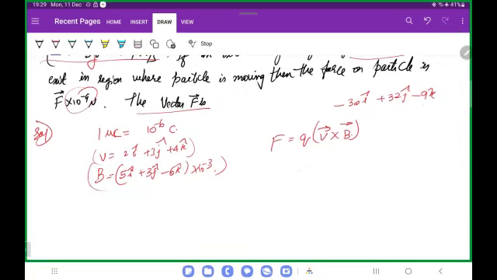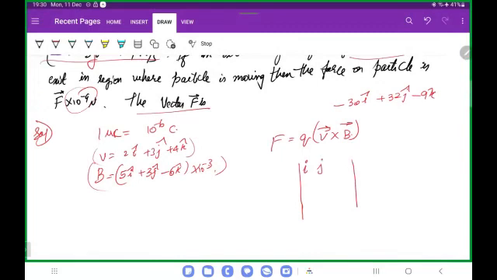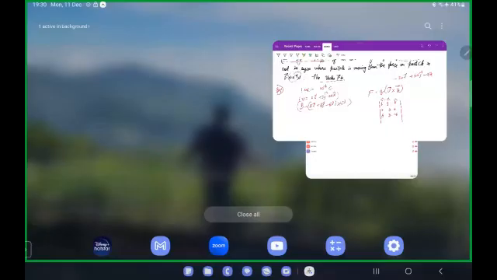11th standard guys, have you studied determinants? Yes, only Aditi, right? Aditi, have you studied determinant form? No, sir, not yet. Okay, I'll tell you here. It's very easy. If I tell you one time, you will remember. So, this is i, j, k. First I'll write the velocity vector values, 2, 3, 4, and the magnetic field vector values, 5, 3, minus 6.